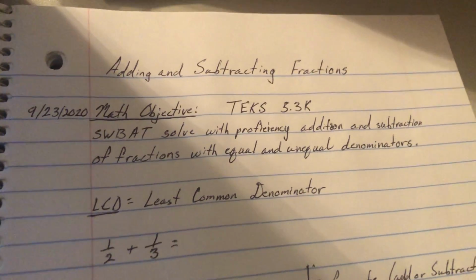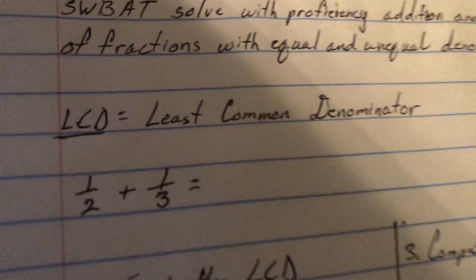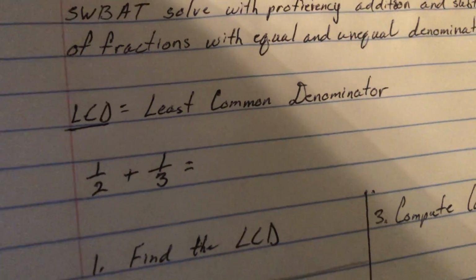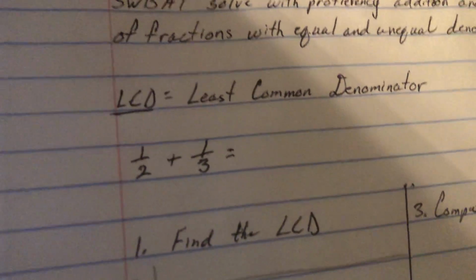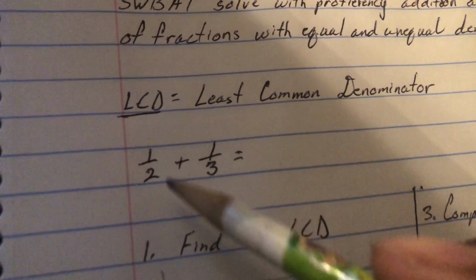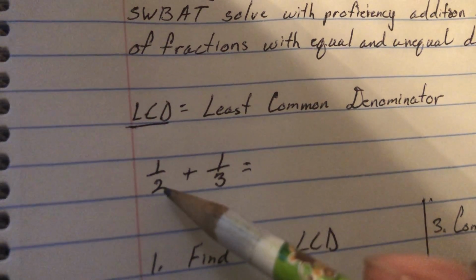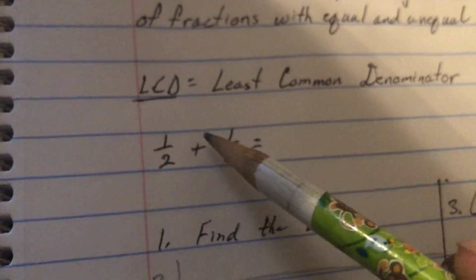Make sure your journal is nice and neat. LCD stands for least common denominator. That's going to be one of the most important words in this whole process, but not the only one. We also need to know the parts of a fraction. For instance, this is a fraction. The top is called the numerator, the bottom is called the denominator. Good to know.